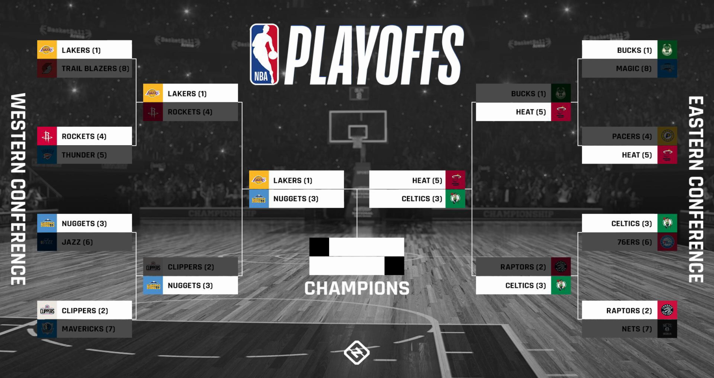So the first team to win 4 games will advance, and if there is a higher seed, you get home court advantage. So games 1, 2, 5, and 7 will be at home. The purpose of this is to reduce 8 teams into 4 teams. So now these 4 teams go into the conference semifinals, or the second round.